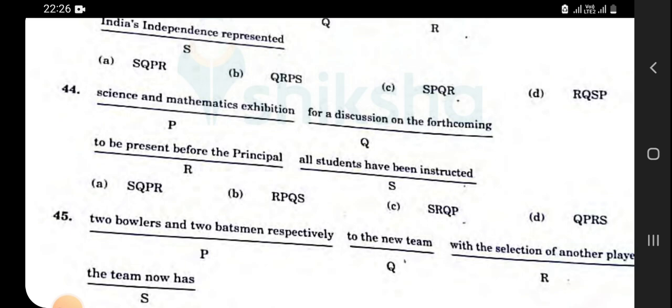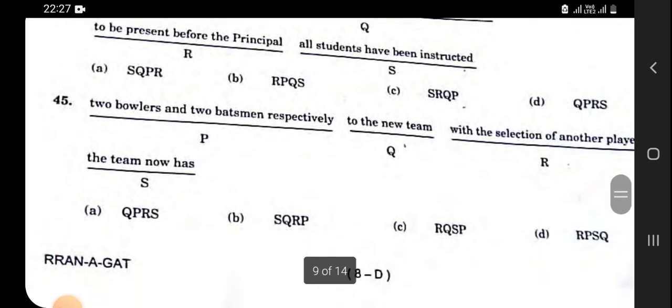So all students have been instructed to be present before the principal for a discussion on the forthcoming science and mathematics exhibition. So you can see that the options are quite matching, and the grammatical syntax is also good if we go for C. So 44 is C. 45.